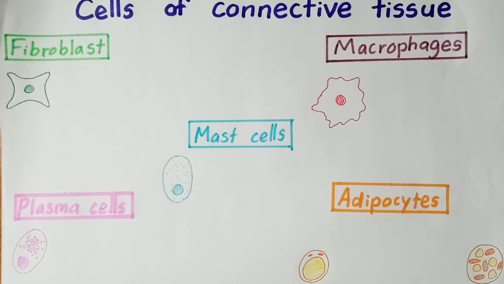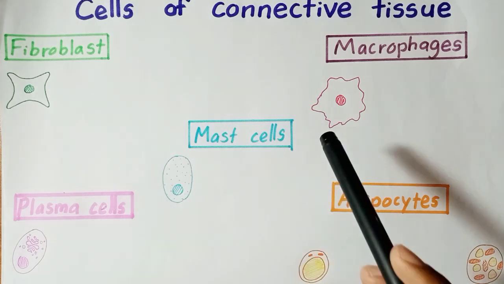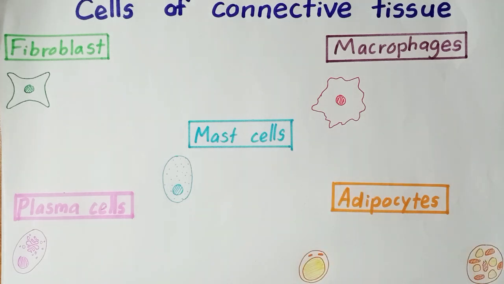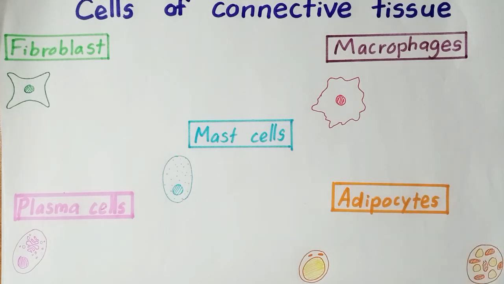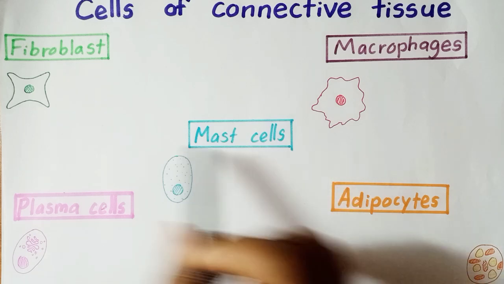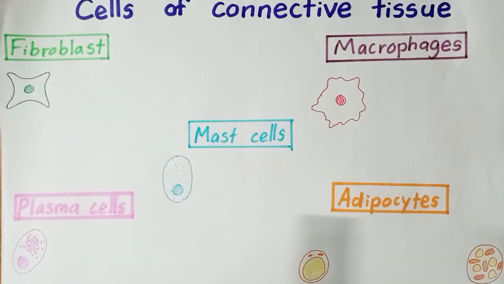AI YouTube channel. In this video, we are going to talk about cells of connective tissue. As we know, connective tissue has two main components: cellular components and extracellular matrix. Extracellular matrix is made of fibers and ground substances. And when we talk about cell types, there are 5 major cell types in connective tissue. They are the common cell types we can find in connective tissue. So they are macrophages, mast cells, fibroblasts, plasma cells and adipocytes.